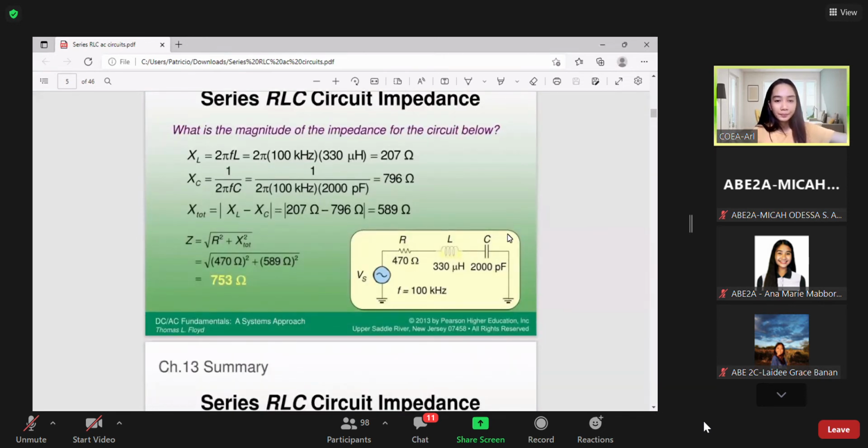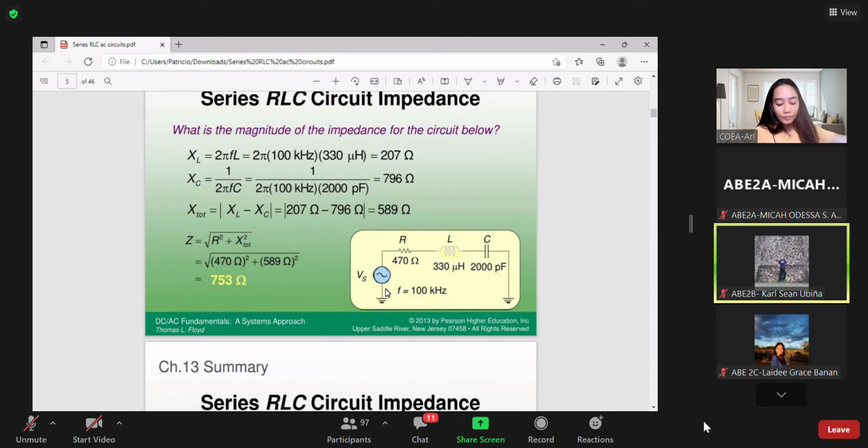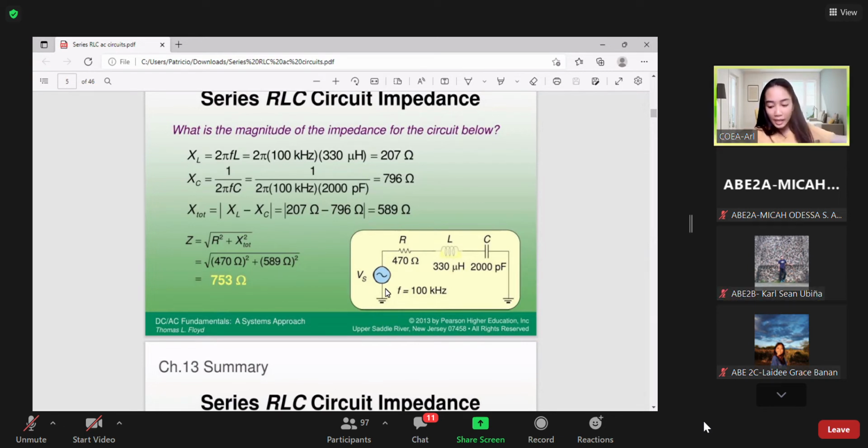How about this one? Let's check if we can go directly to the calculator. The resistance is 470. 470 plus 207 minus 796i. Then convert. Ma'am, what again? 470 plus, open parenthesis, 207 minus 796, close parenthesis, i.